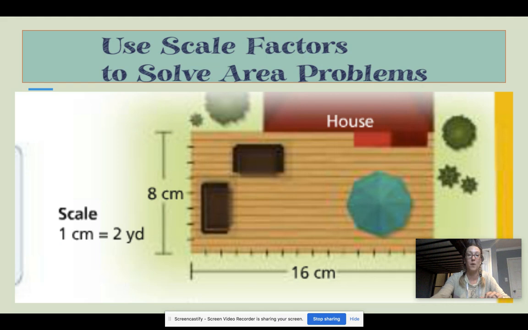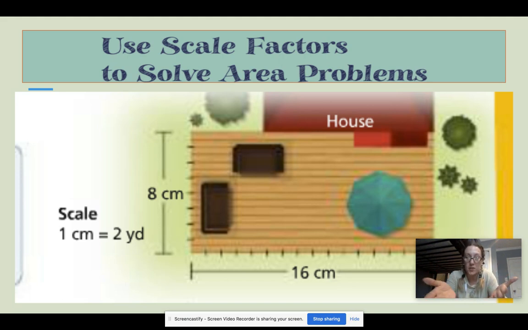All right, next one. So we can also use scale factors to solve area problems. And the biggest issue I see kids have is they're like, oh, cool, it's a rectangle. I know that the area of a rectangle is length times width, and they just want to run and multiply things without really knowing what the steps are. So the main thing we need to remember is that if you're dealing with a scale factor problem and you want to find area, you have to do the scale factor first.